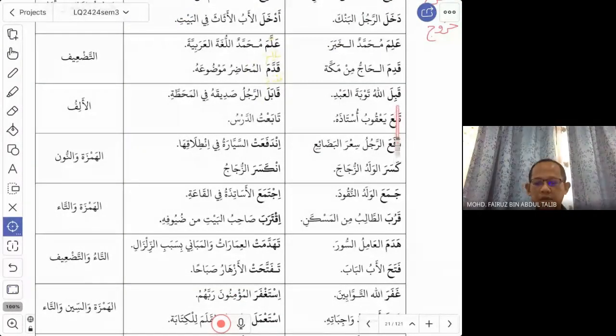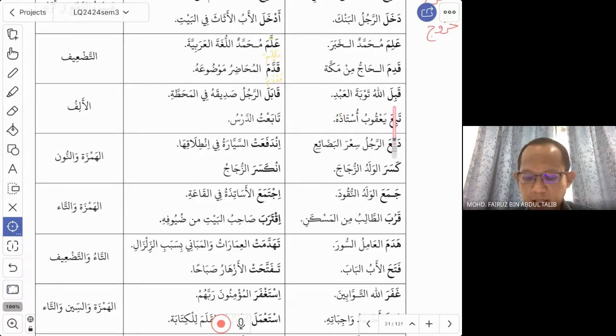Qabila. Qabila Allahu taubatal abdi. Qabila, a 3-letter fi'il, so obviously it is fi'lun mujarrad. Qabila means accept. So Qabila Allahu taubatal abdi: Allah accepted the taubah, the repentance of his servant.